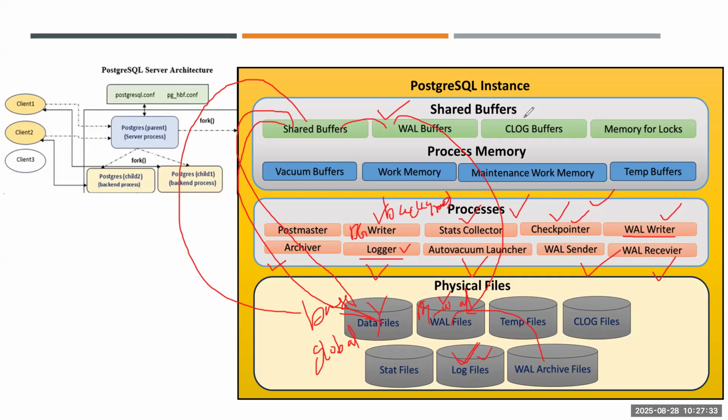In terms of memory: shared buffers, WAL buffers, CLOG buffers, SLRU buffers, work buffers. In terms of background processes: background writer, checkpointer, WAL writer, archiver, logger, and stats collector. In terms of physical, there are a lot of files and a lot of directories. Out of those: the data file directory, WAL directory, temp directory, CLOG directory, stat directory, log directory, archiving directory. These are the more powerful directories where, in our day-to-day work, we are going to spend most of our time. Got it? No? Yes?